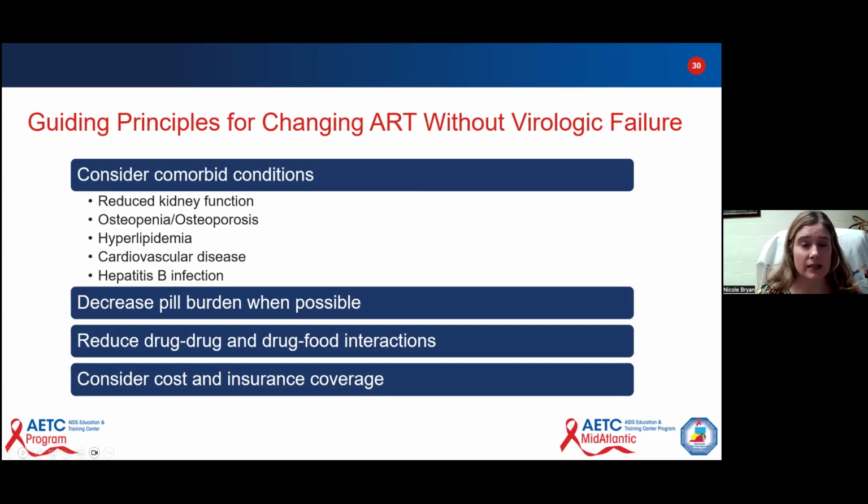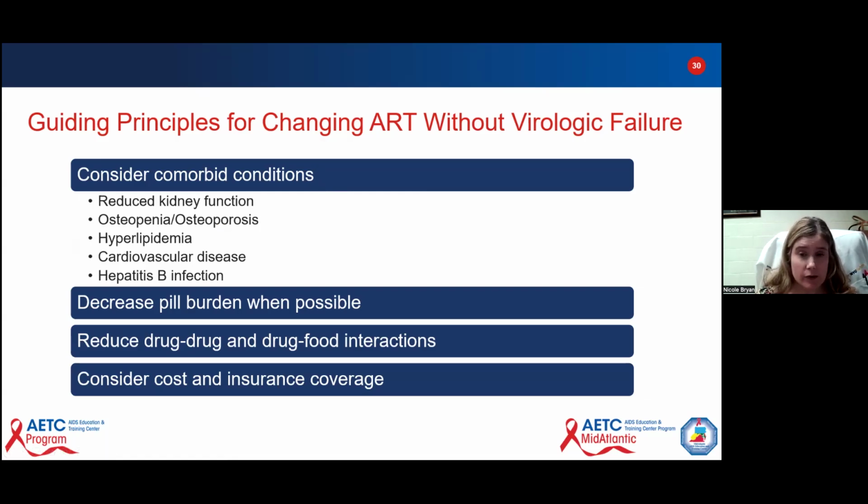As far as comorbid conditions, do they have any baseline reduced kidney function? If it's significantly reduced, we may even consider them for a two-drug option if there aren't any other contraindications. Bone density loss: we're moving away from TDF-based regimens mostly because of kidney issues and bone density loss. Do they already have high cholesterol? Then we might want to consider whether we want to use a protease inhibitor for somebody that already has high cholesterol. Do they have known cardiovascular disease or a hepatitis B infection?